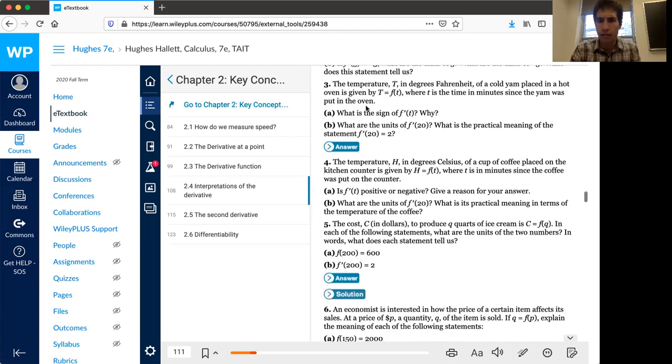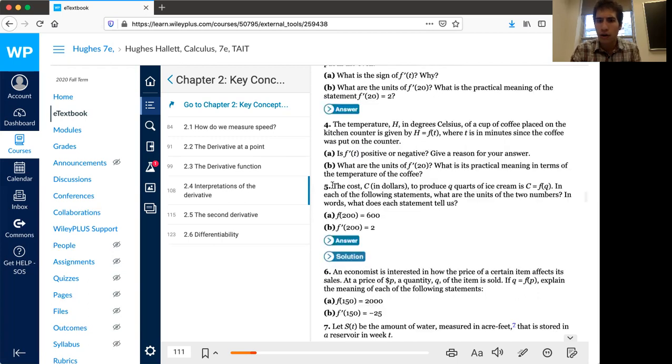Actually, let's do 5. So I'm going to do 3 and 5 because 4 is another temperature one. So let's do 5. So the cost C in dollars to produce Q quarts of ice cream is given by F of Q. So the input is quarts of ice cream. The output is cost, total cost, right, to produce these quarts of ice cream. So we want to say, what are the units of these numbers and what does the statement tell us?